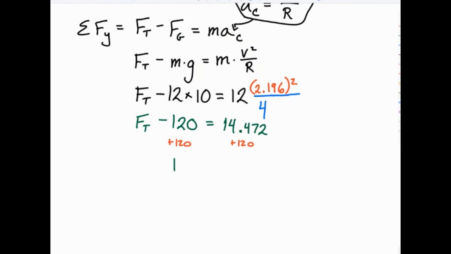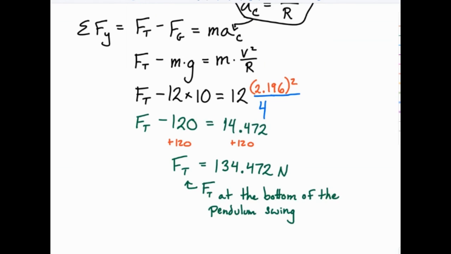And I get a tension of 134.472. And it's a tension, which means it is a force, so I will have units of newtons. And that's my answer. So this is the tension at the bottom of the pendulum swing.